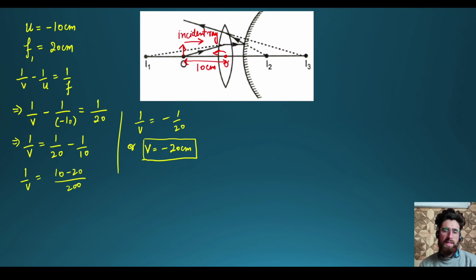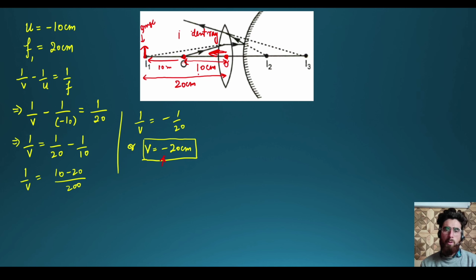So we have located the image in the first case. In the first case, V comes out to be minus 20 centimeters. Here the negative sign suggests that from the optic center of the lens, we have to travel in the direction that's opposite to the incident ray. So from the optic center to the place where the object was kept, we have 10 centimeters. So from the object we have to travel 10 centimeters more to the left, and in total the distance from the optic center to the image is going to be 20 centimeters, and this is where the image is going to be located in the first case.